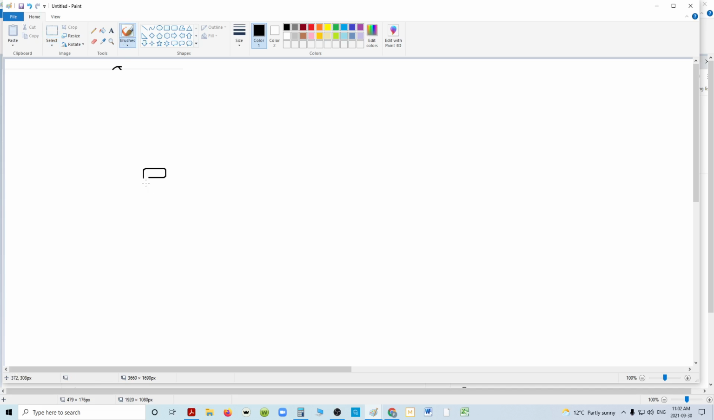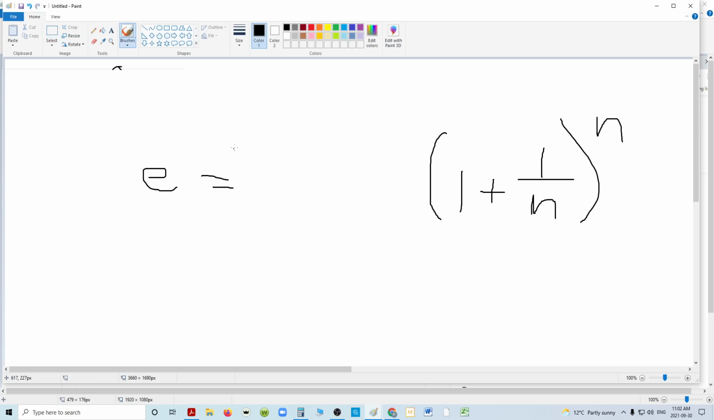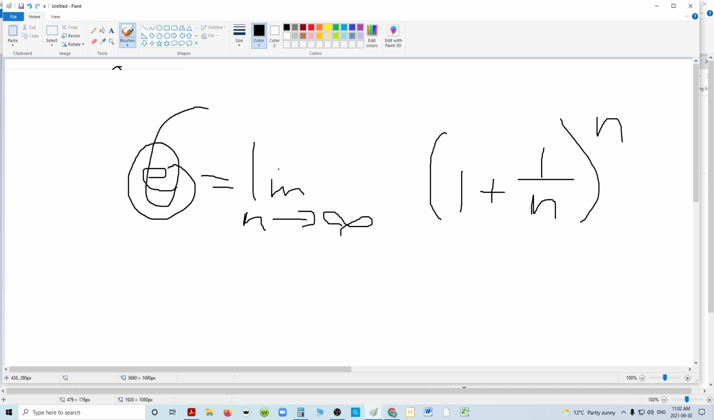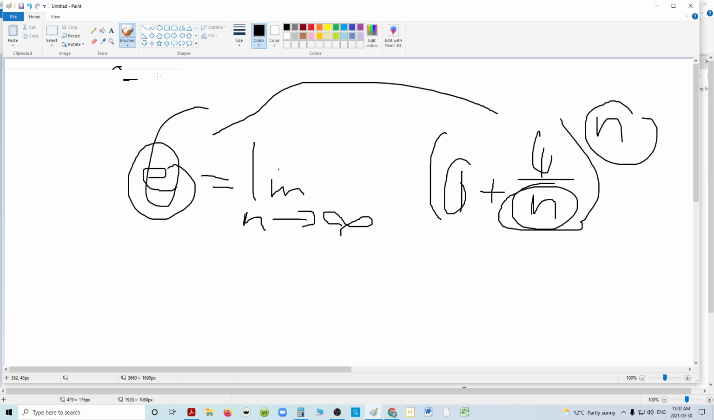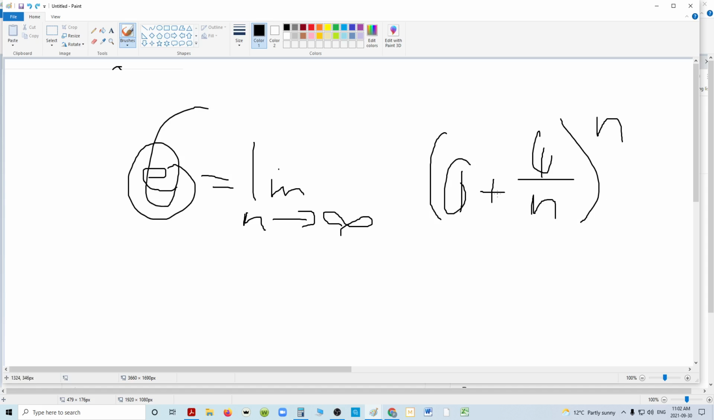E is equal to 1 plus 1 over n to the n as n approaches infinity. So it's equal to the limit of this number as n approaches infinity. That's one definition that I want you to remember. E is the number you will get when you add 1 to 1 over whatever huge number, to the exponent of the same huge number, and it will reach your number of 2.71... It will reach your magical E. That's one definition of E, and you should remember it.